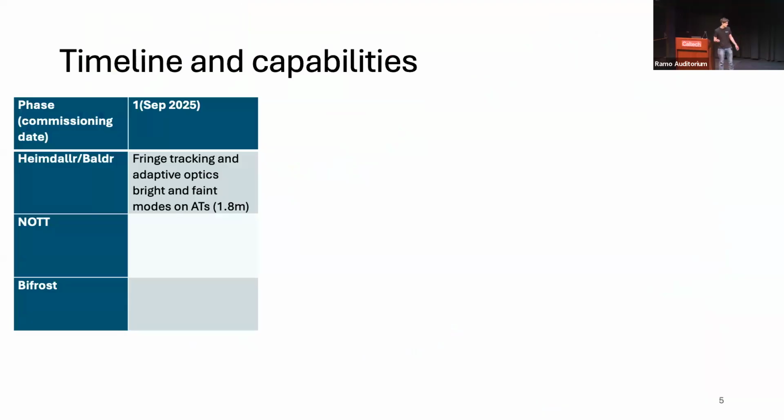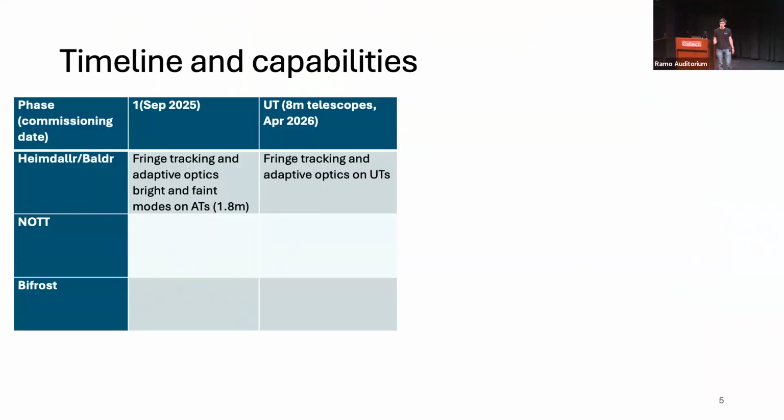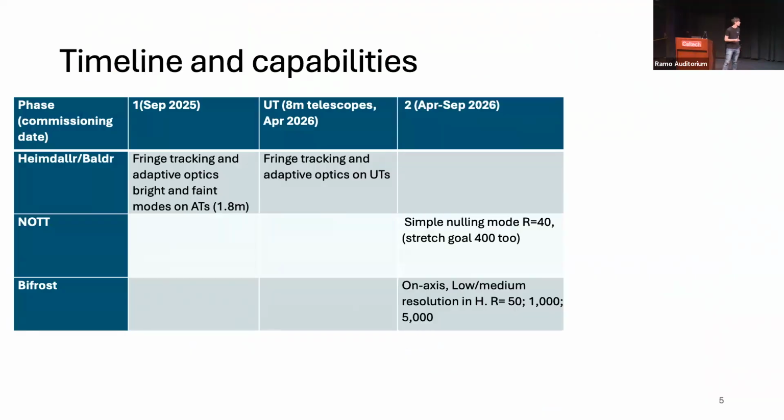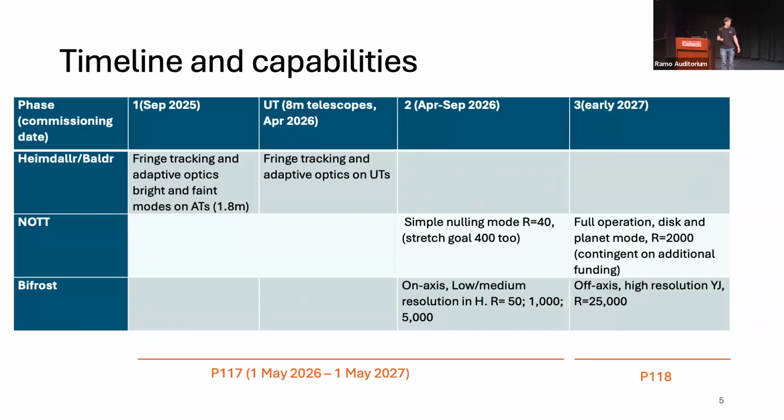So just to give you a brief overview of the timeline here, we have some of the instrument already commissioned in September last year on some of the smaller telescopes. We'll be commissioning on the larger telescopes in April. And then, as I mentioned, later in this year, we have the simple nulling mode coming with a low spectral resolution. And the stellar interferometer is also going to have the low spectral resolution commissioned. And this is all in ESO's 117 period. And then into next year, we're going to have this kernel nulling with disk and planet mode and some higher spectral resolution.